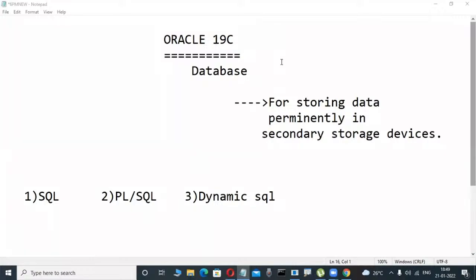Logical, physical, both the things relation. Okay, the actual classes are starting after 1 or 2 days. Don't worry. And now we are not taking offline classes. Why? Because of the virus only. So many fellows are afraid. That's why.